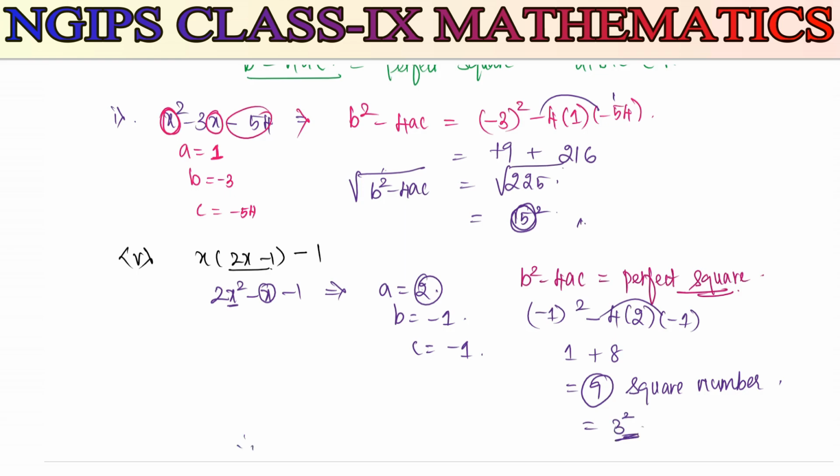Therefore you can write here x into 2x minus 1 is factorizable.